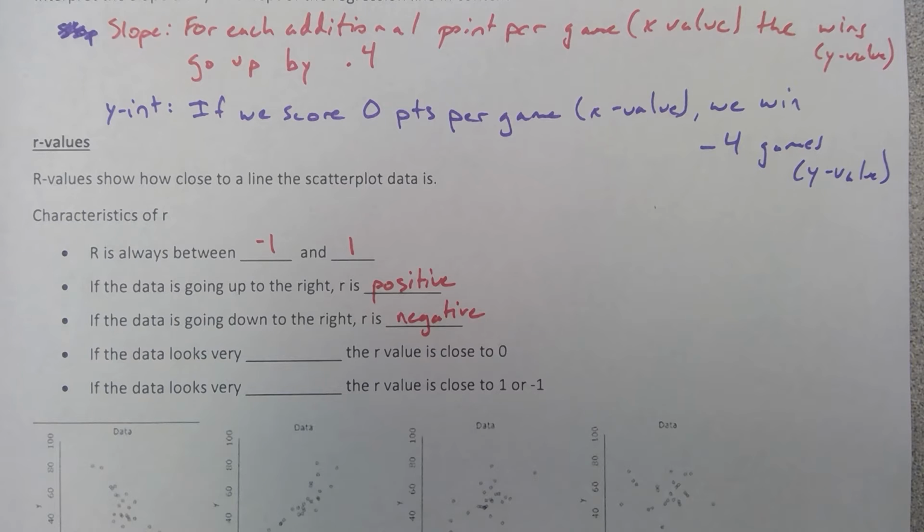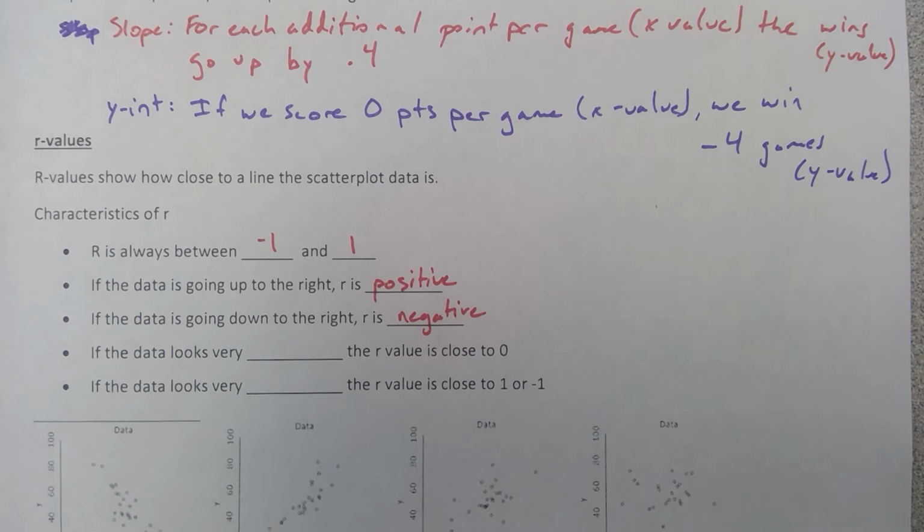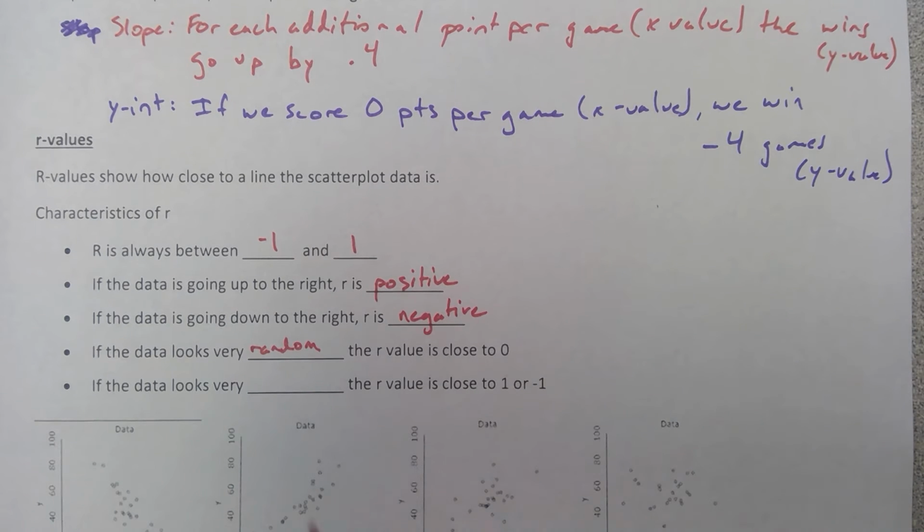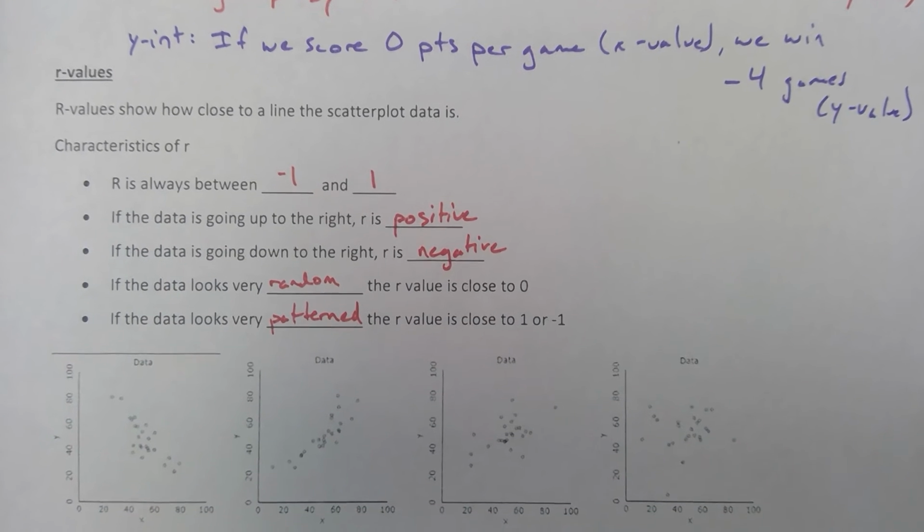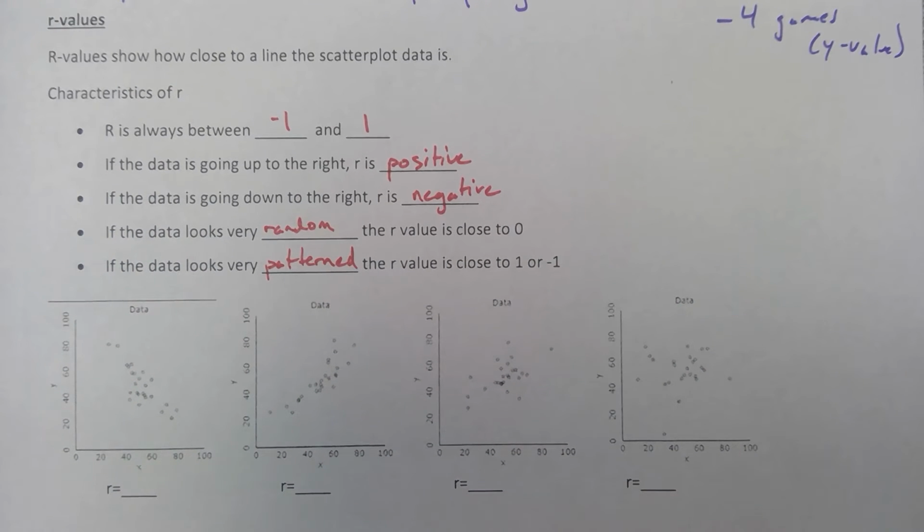Okay, now we're going to try to figure out how to determine if it's close to 0 or far away from 0. Okay, so if the data looks very random, the R value is going to be close to 0. Now, on the opposite, if the data looks very, I'll say patterned, the R value is going to be close to 1 or -1. So we're going to take a look at some scatter plots and do some estimations of R values. Once again, these are estimations. Okay, that's the cool thing about statistics is we do a lot of estimating in statistics because oftentimes close enough is good enough.